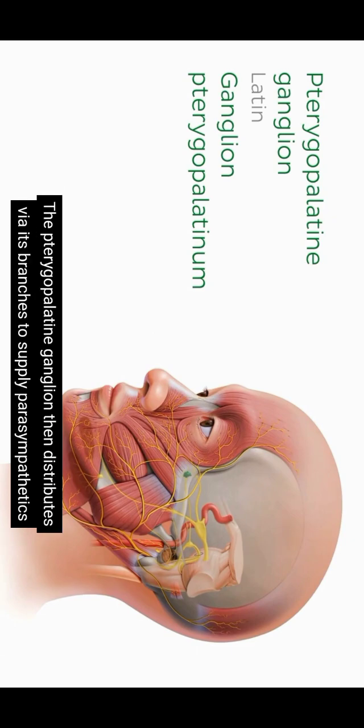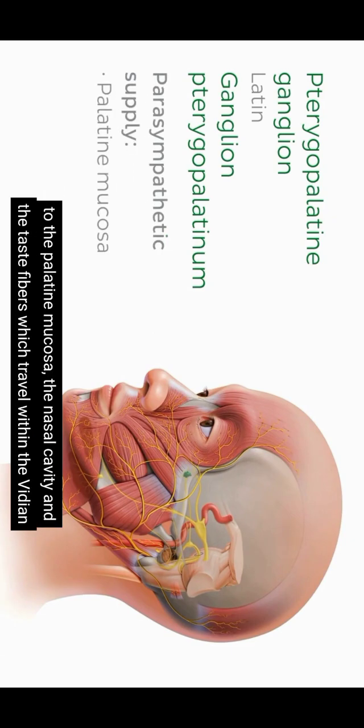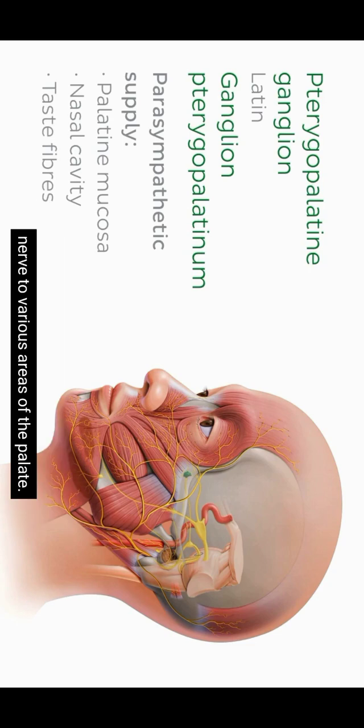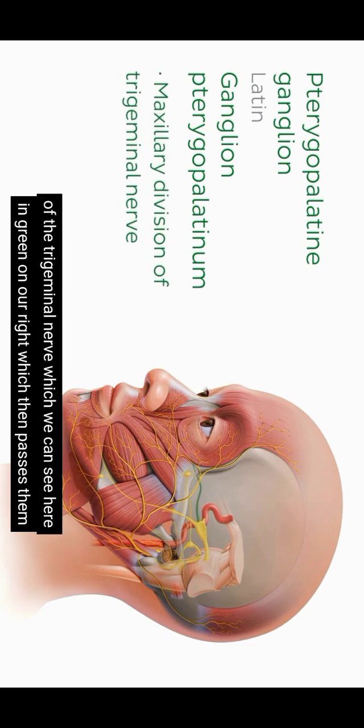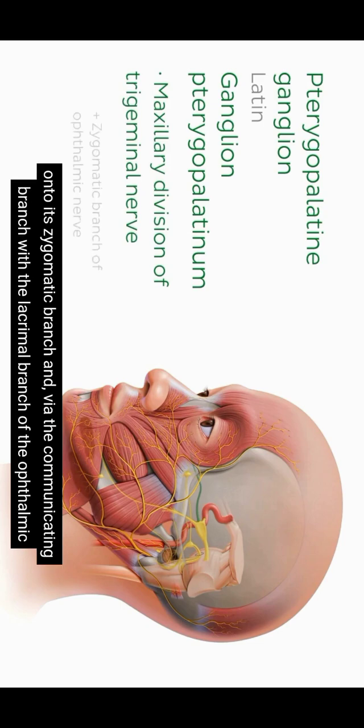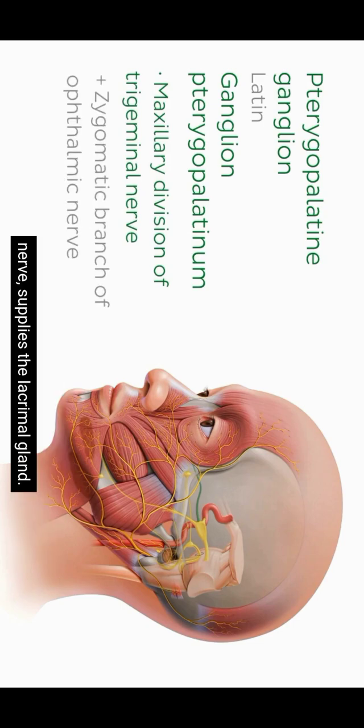The pterygopalatine ganglion then distributes by its branches to supply parasympathetics to the palatine mucosa, the nasal cavity, and the taste fibers which travel within the Vidian nerve to various areas of the palate. The pterygopalatine ganglion also sends postganglionic parasympathetic fibers to the maxillary division of the trigeminal nerve, which we can see here in green on our right, which then passes them on to its zygomatic branch, and by the communicating branch with the lacrimal branch of the ophthalmic nerve supplies the lacrimal gland.